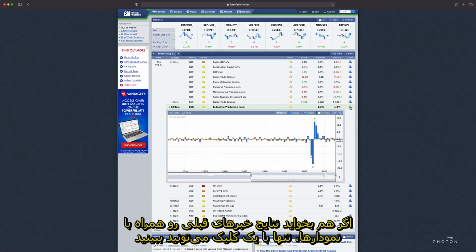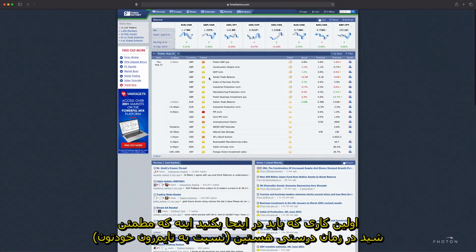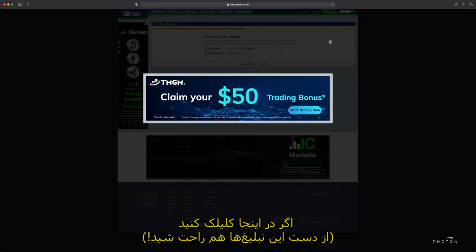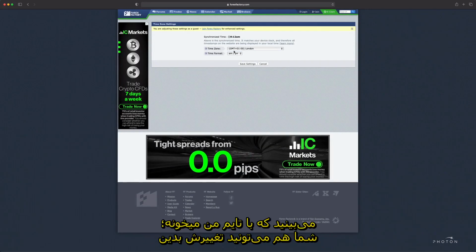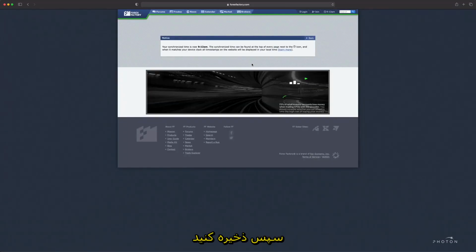You can quickly pop out that graph there if you so wish. The first thing I would actually do before you even do any of this is make sure that you have the right time synced up to your time zone. So if you click up the time on the top left hand side, get rid of these annoying ads. Now you can see that it's synced up to my time, and you can just play around with that for whatever you want, and then click save settings.